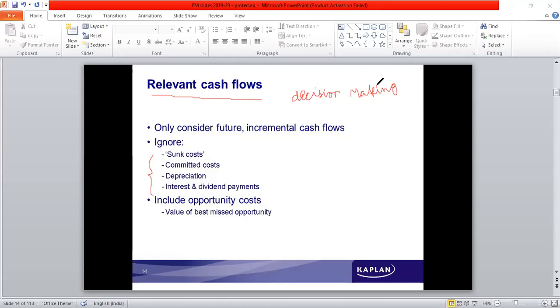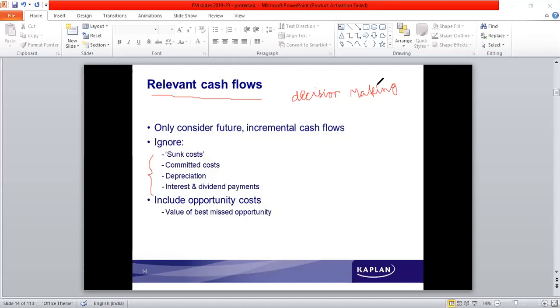Managers at the middle level, low level, cannot do anything to control these costs. They cannot avoid these costs because there is already a commitment made. There is an agreement to charge this amount of depreciation by the top level management. So depreciation is one among them.